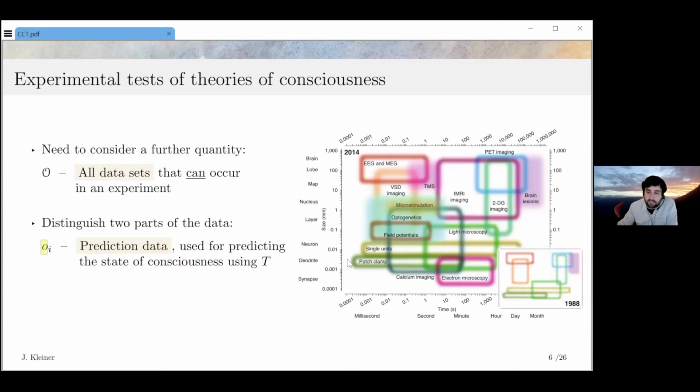Here's a picture I took from a source that got lost. Sorry, maybe it appears in a minute. But that's a picture I took from a 2014 publication in Nature by Patricia Churchland and others. It illustrates the kind of possibilities that exist in neuroscience for measuring brain states.